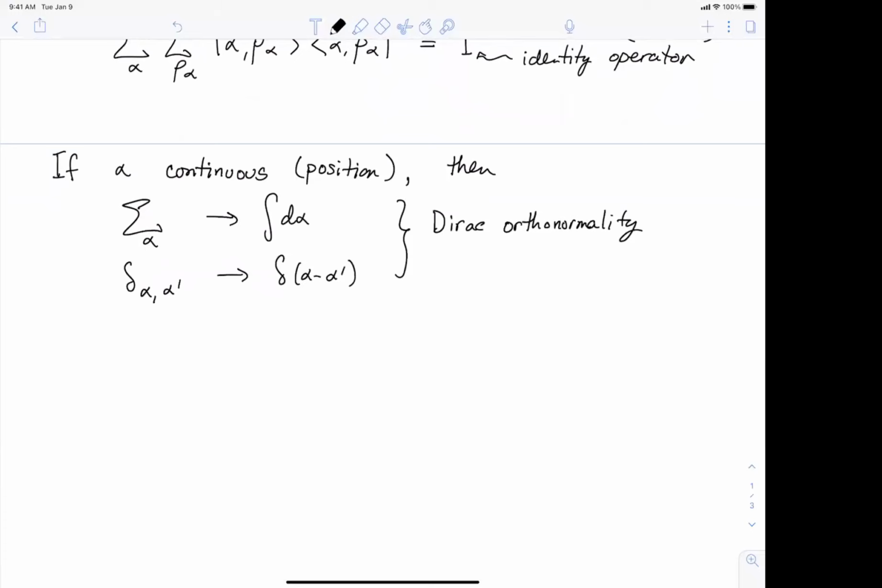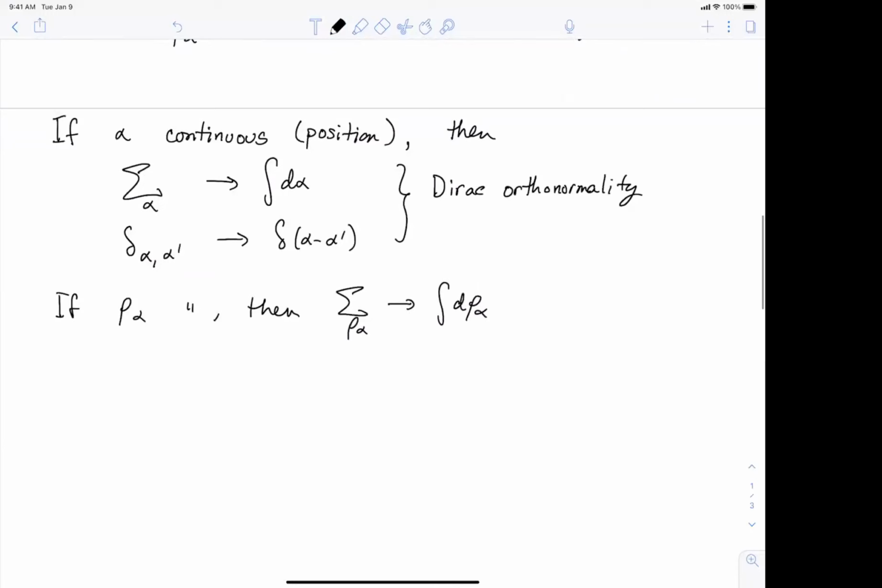Okay, and then if rho sub alpha, the degeneracy label, is continuous, then the same thing. So instead of a sum over rho sub alpha, we'd do an integral over it, or the list of them, if there's more than one of them. And if we had a Kronecker delta, something like that, then we should replace that by a Dirac delta.